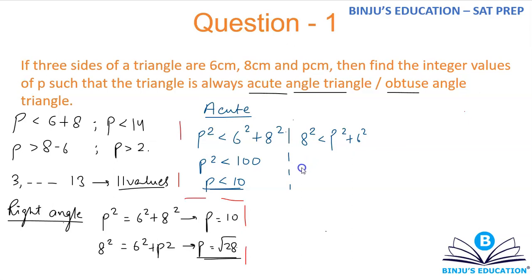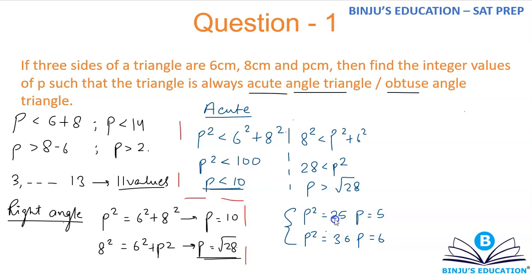So which means I'm going to have 28 is less than p square, which means p is supposed to be greater than root 28. Now when you calculate root 28, you don't even have to do that, because you should know this: if p square is equal to 25, then p is equal to 5, and if p square is equal to 36, then p is equal to 6. So the value of p will be somewhere between 5 and 6, like 5.3 or 5.4.